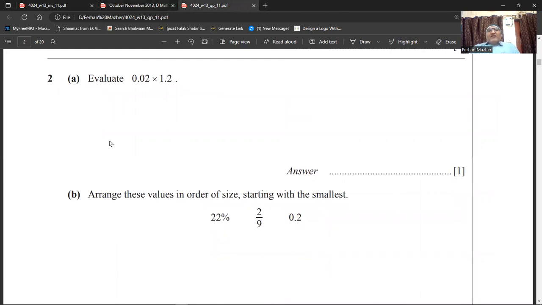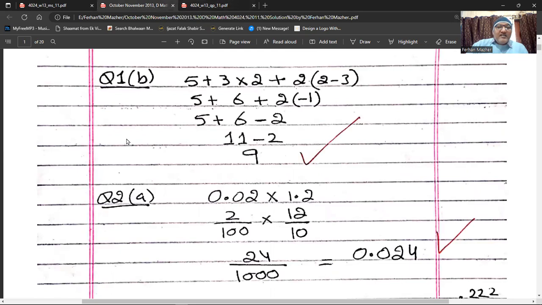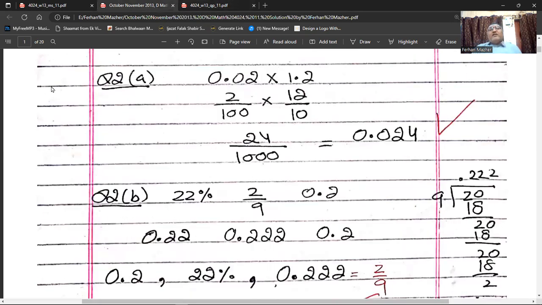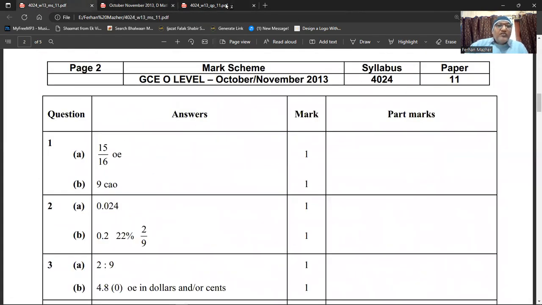Question number 2, A part: evaluate 0.02 multiply 1.2. I will convert these decimals into fractions, and it will become 2 by 100 multiply 12 by 10, and that will become 24 by 1000. When you divide by 1000, you move the decimal 3 steps to the left. So your answer will be 0.024. 0.024 is the right answer.